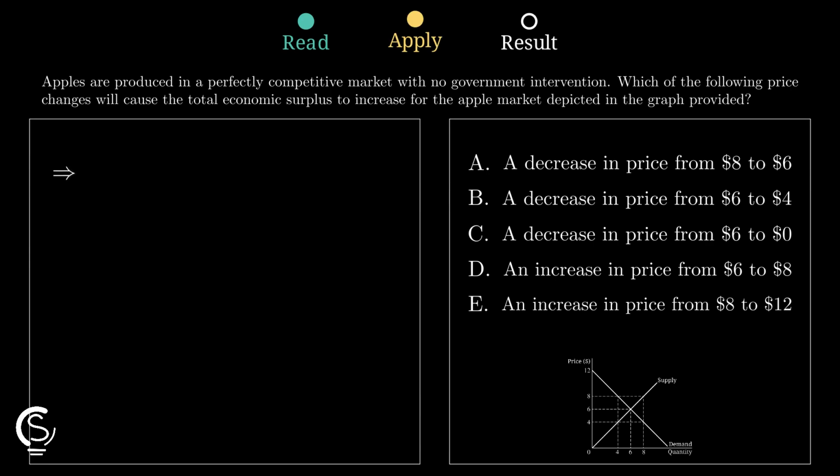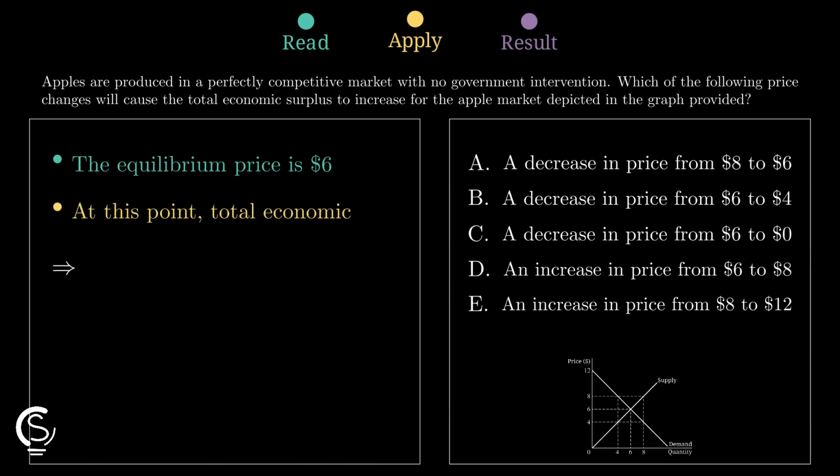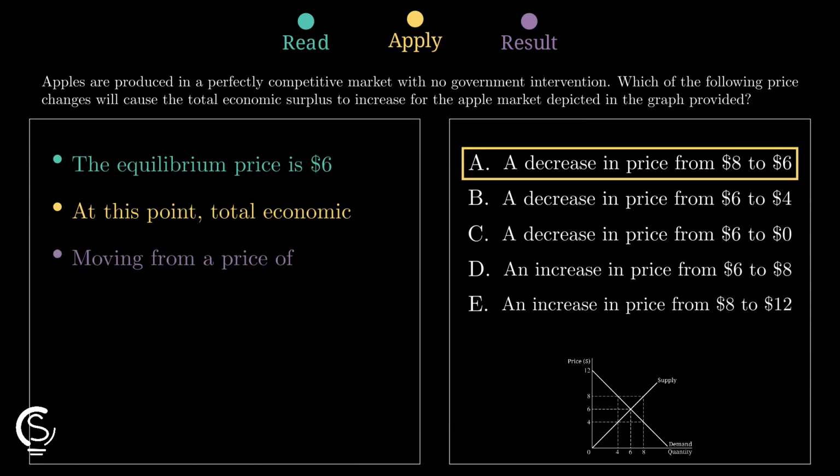At this $6 equilibrium, the total economic surplus is already maximized. Any move away from this price usually creates a deadweight loss, but we started at $8 instead. Moving from $8 to the $6 equilibrium reduces inefficiency and captures more surplus, making option A the only correct choice.